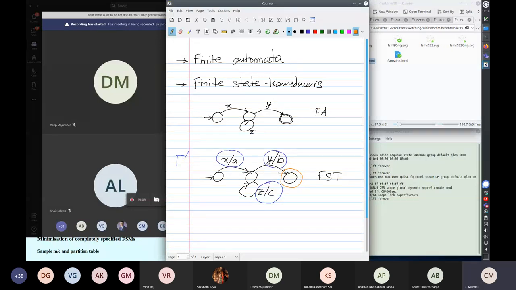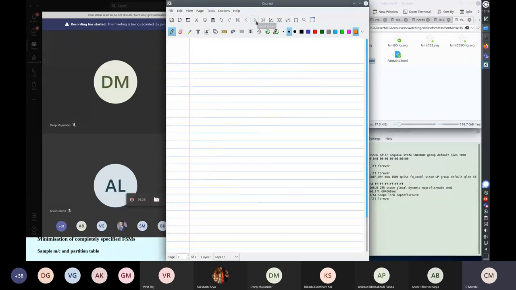All right. So I hope this is clear to you. So finite state transducers and finite automata are computationally equivalent. All right. So now let us go over to another question.